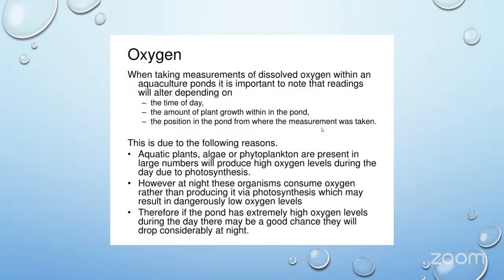Aquatic plants, algae, or phytoplankton, when present in large numbers, will produce high oxygen levels during the day due to photosynthesis. However, at night, these organisms consume oxygen rather than producing it via photosynthesis, which may result in dangerously low oxygen levels. Therefore, if the pond has extremely high oxygen levels during the day, there is a good chance they will drop considerably at night.